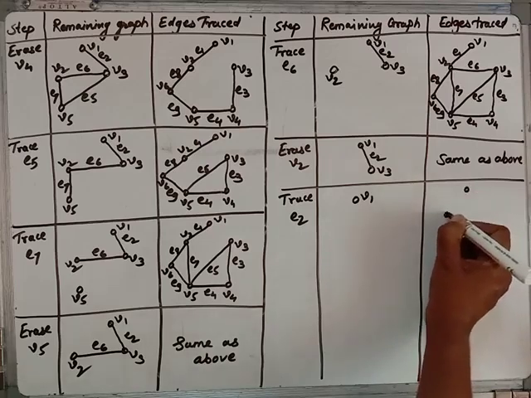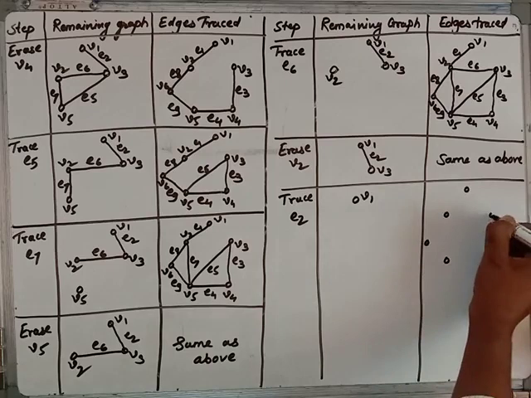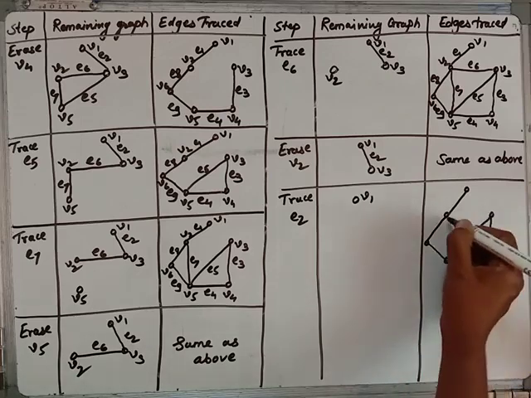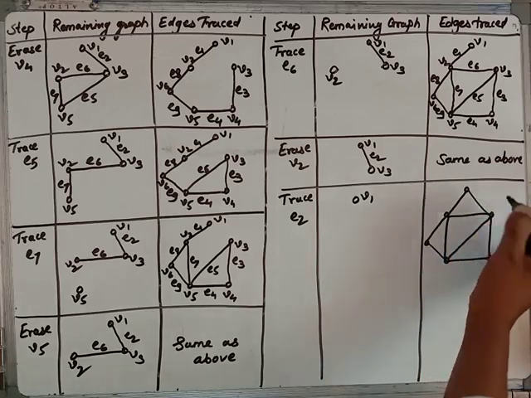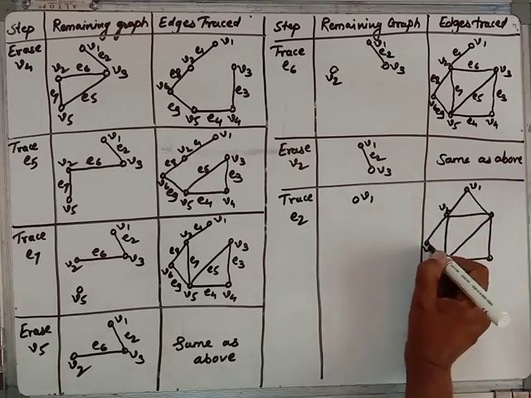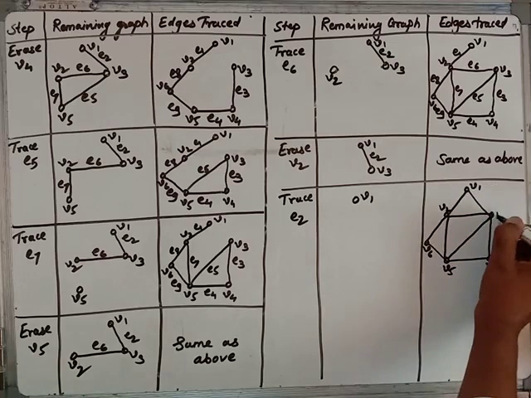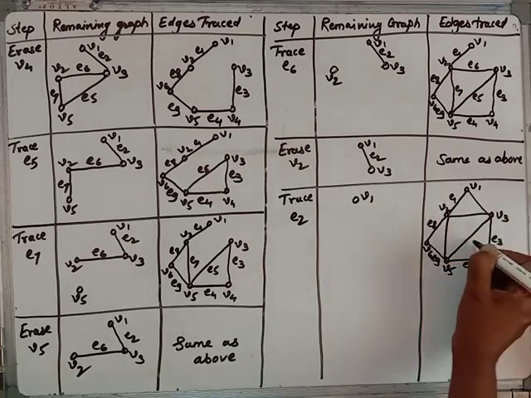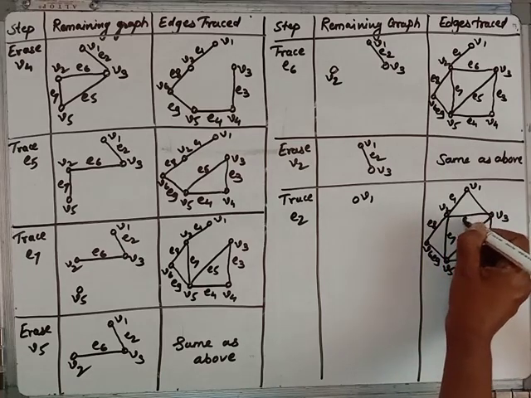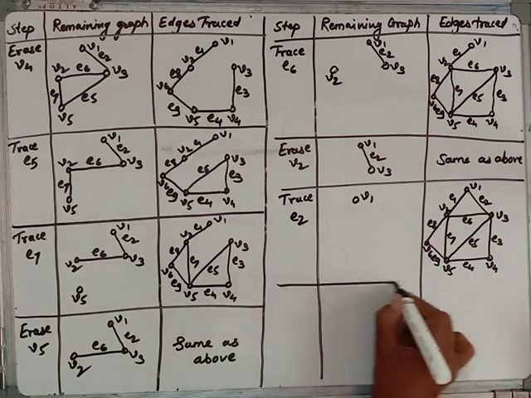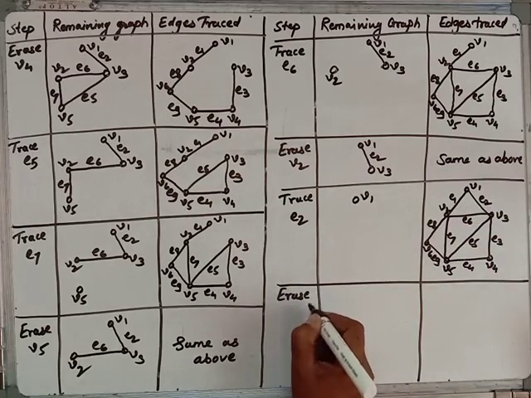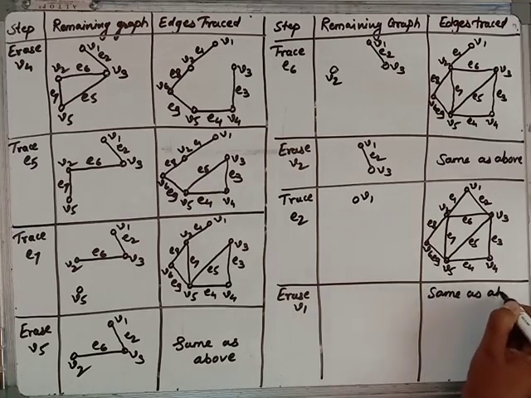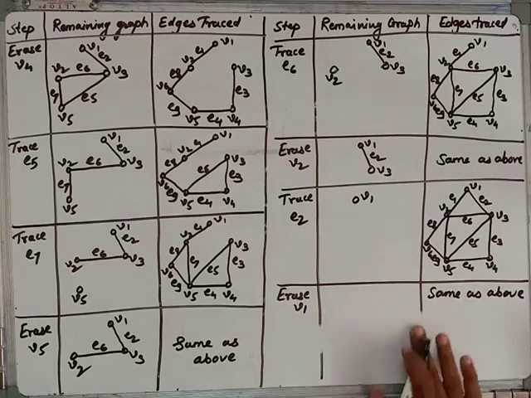So here, as such V1, V2, V6, V5, V4, V3. So E1, E8, E9, E4, E3, E5, E7, E6 and E2. So lastly erase V1. So nothing is left here. Same as above, right? So this is the completion of this algorithm.